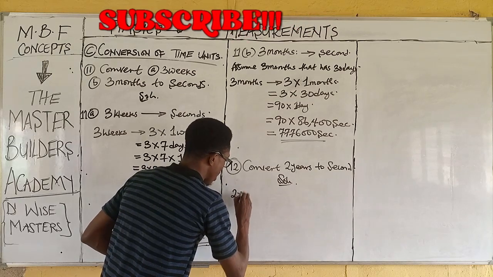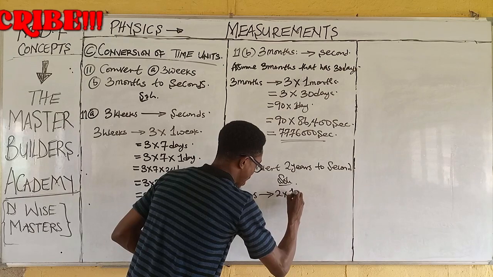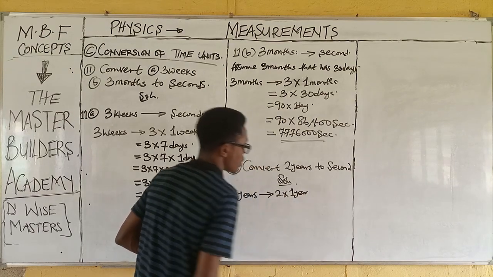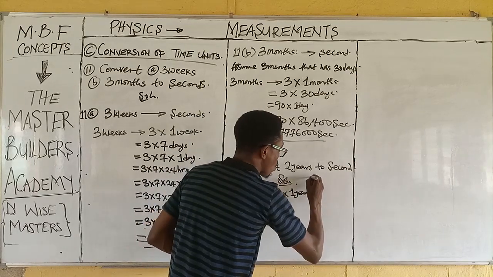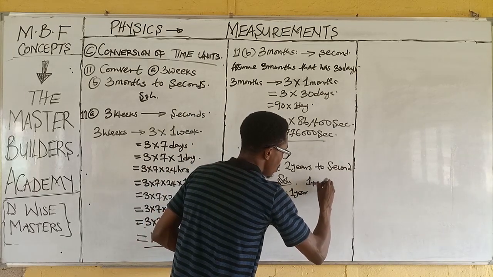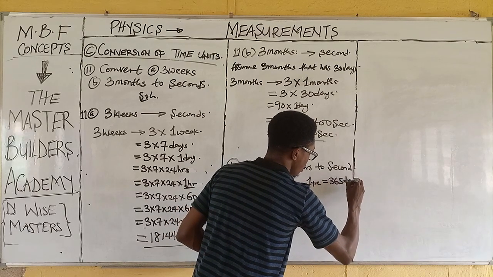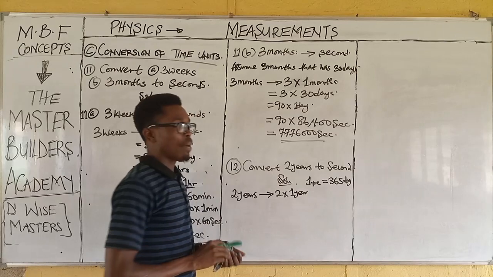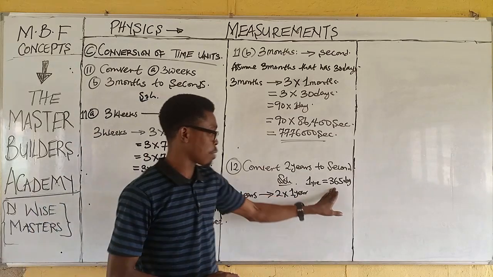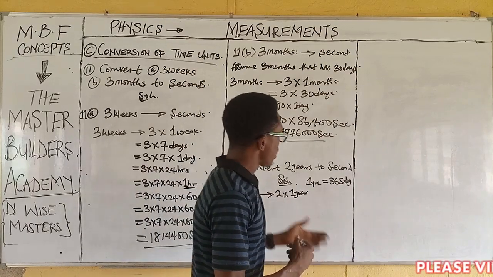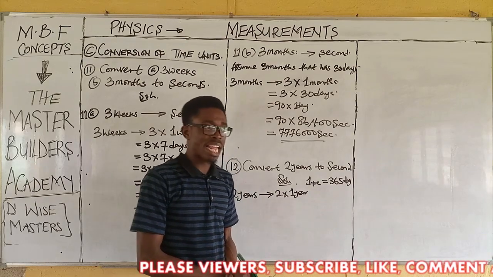So we start with 2 years is equivalent to 2 times 1 year. And now, what is 1 year? Understand that 1 year is equal to 365 days. We are not talking about leap year here. We are talking about the regular year. For the leap year, we have 366 days, right? So let's look at the regular year.